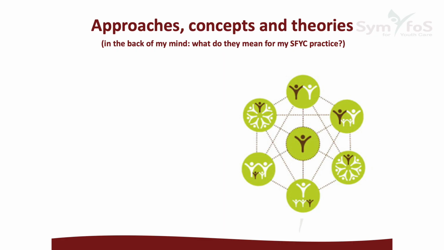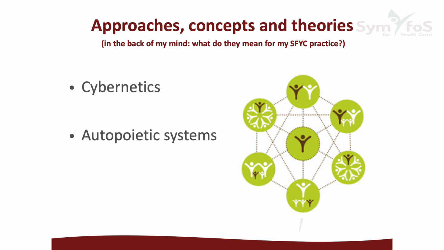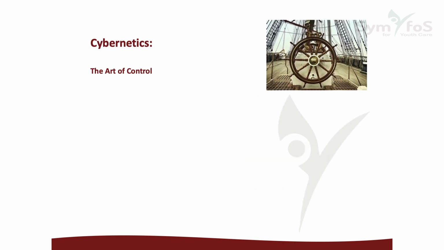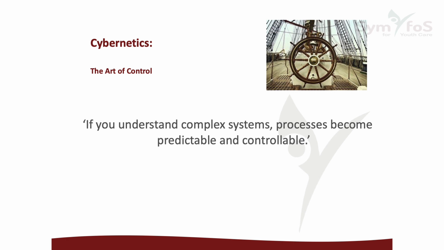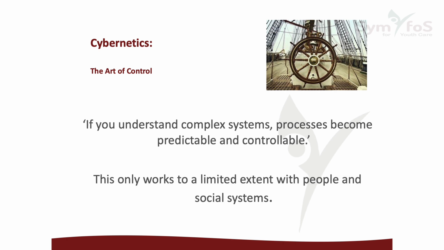Okay, good, thanks. As you have seen in the film, in the following we are talking about approaches, concepts, and theories in detail: cybernetics, autopoietic systems, and constructivism. Cybernetics means the art of control. If you understand complex systems, processes become predictable and controllable. This only works to a limited extent with people and social systems.